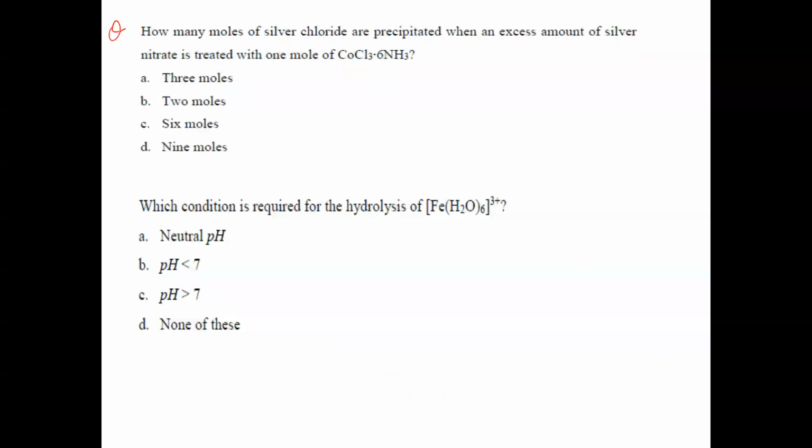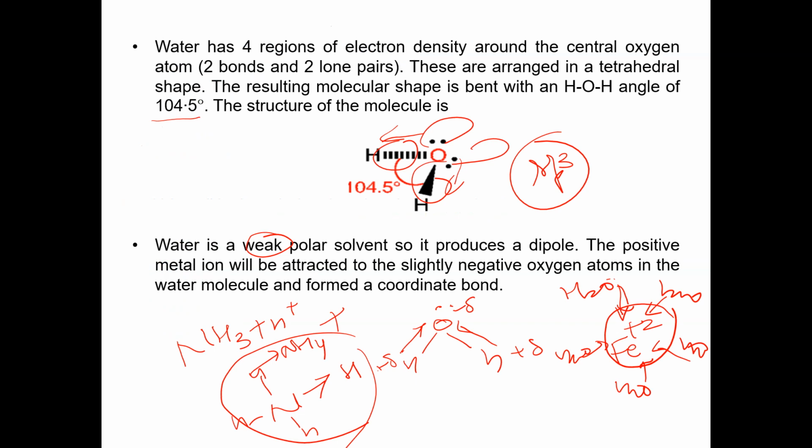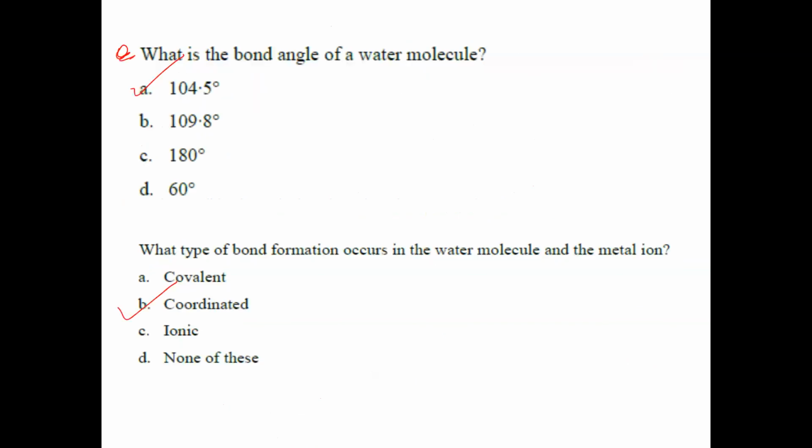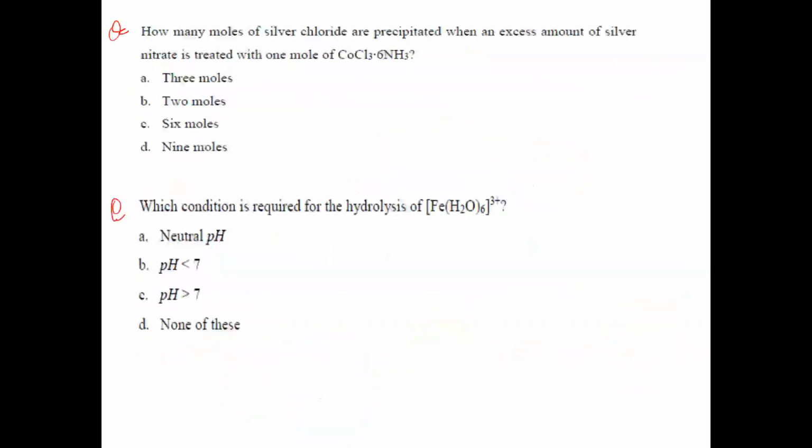The next one is basically related to Werner's theory. How many moles of silver chloride are precipitated when an excess amount of silver nitrate is treated with 1 mole of this complex, that is cobalt chloride with 6 molecules of ammonia, hexacoordinated?